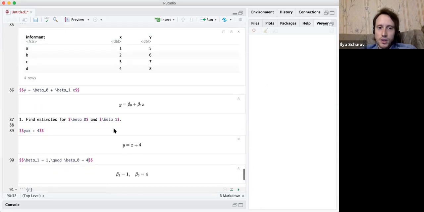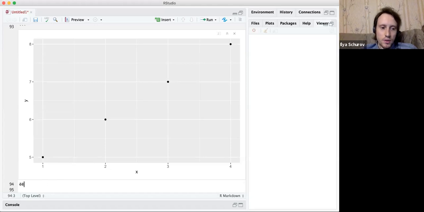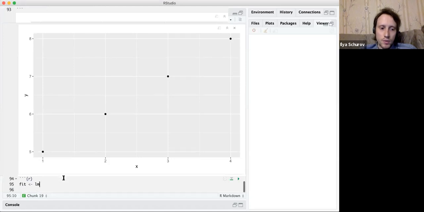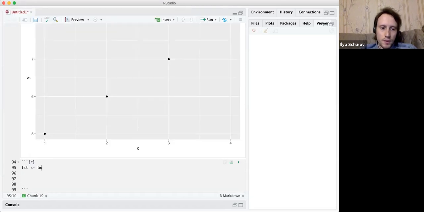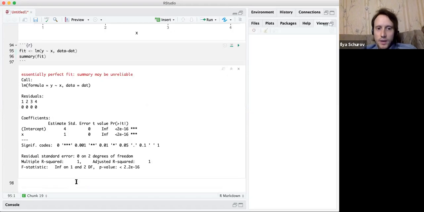So this is just a linear model. Actually, we can try to do it using lm. If I just do the linear model, I get this result. It says that we have a perfect fit, and that's fine.